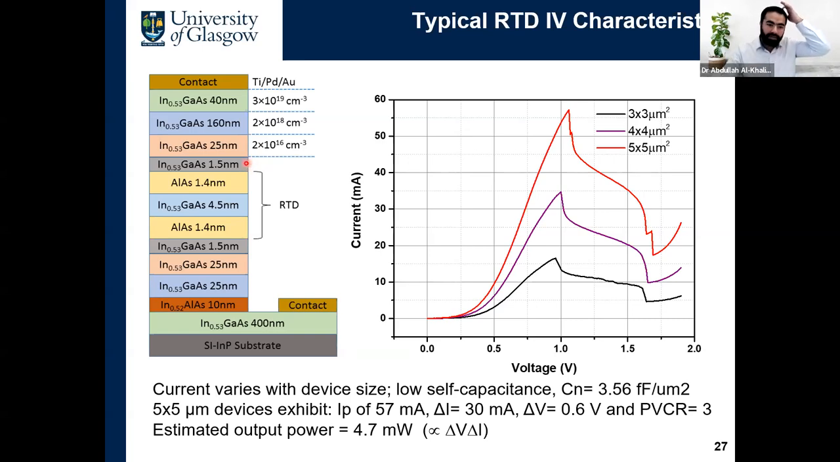For growth reasons, if you grow any doped layer directly on the 1.4 nanometers, obviously some doping will enter the barrier. So for doping reasons, we use that. It's just like a buffer. But the spacers will start from here, so the 2 times 10^16, 2 times 10^18. We choose that carefully. Very interesting. Yeah. Thank you very much.